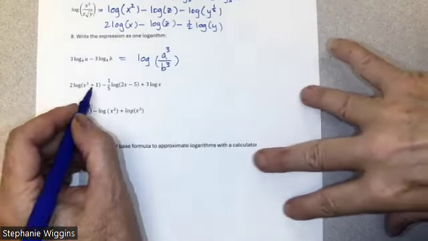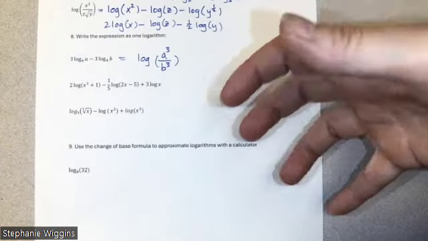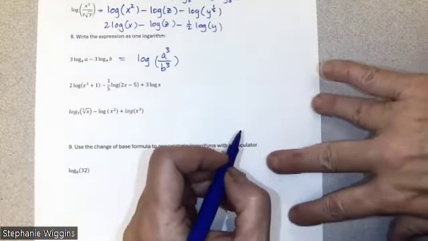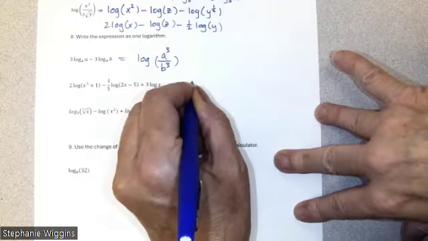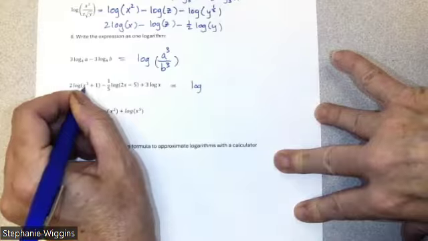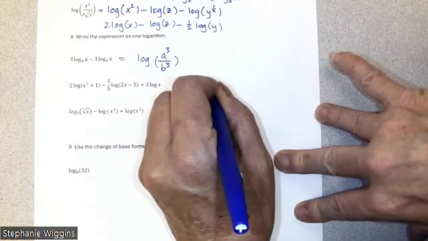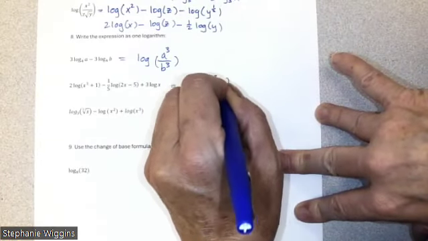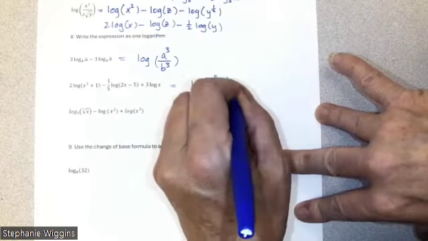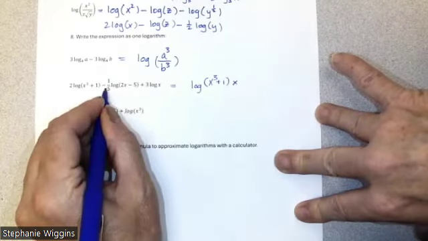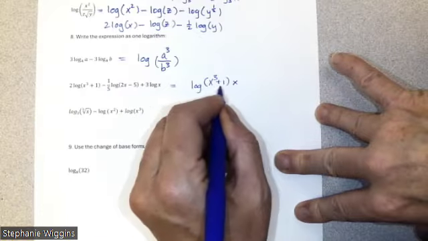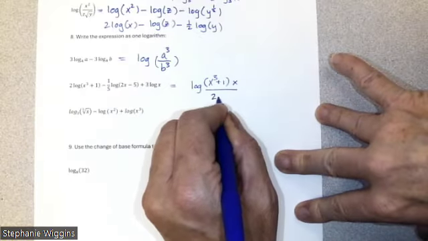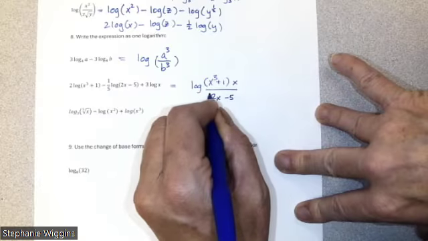So here, everything that's positive is going to go in the numerator. Everything that's negative is going to go in the denominator. So we have a single log. X cubed plus 1 is going to go in the numerator. And then x as well. And then the denominator, this has a negative in front. It's going to be 2x minus 5.